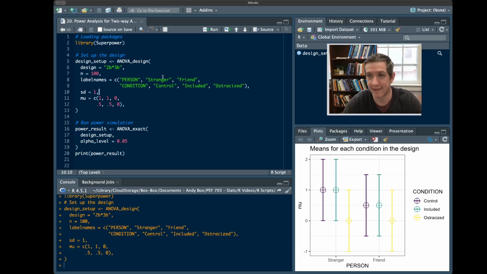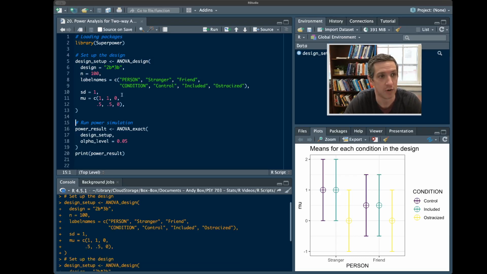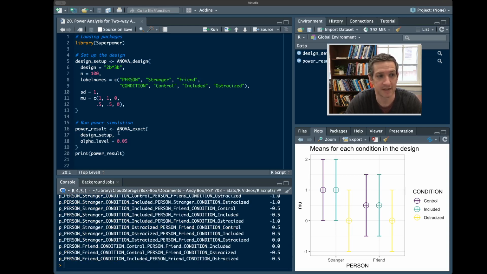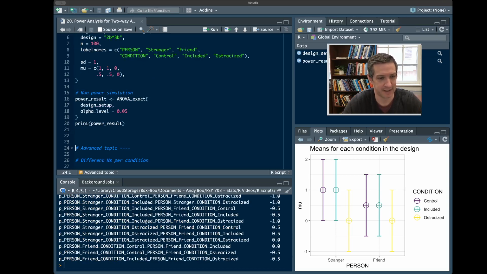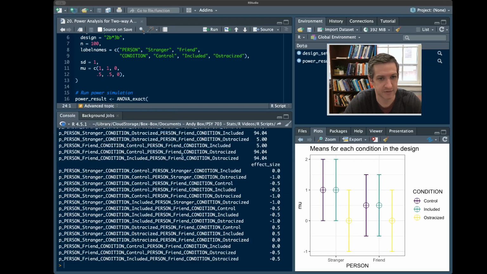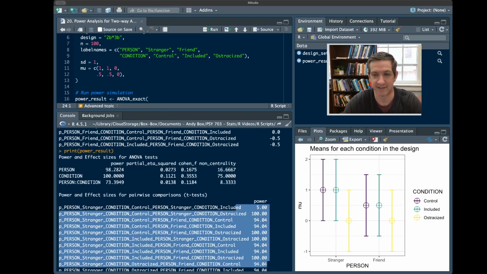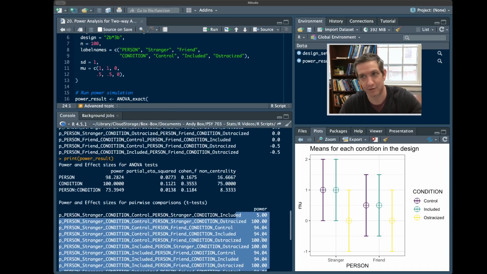So with all of this set up, we can ask, with 600 people, what is our power? So we save design setup to this object, and we input it to ANOVA exact with an alpha level of 0.05, and we can print the result, and it shows us what our power is for the main effects, the interaction, and all possible simple effects here, which is quite a lot of output.